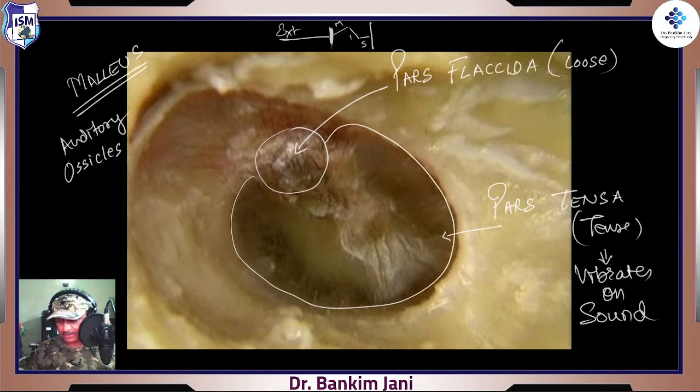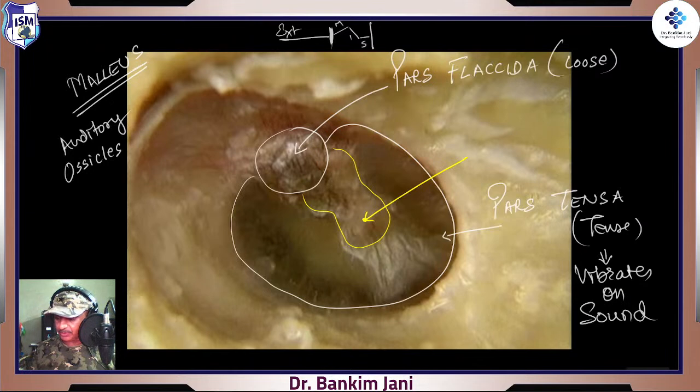But because this is transparent, that's why we see something whitish over here, like this. So it is this portion where the malleus is attached. In the malleus, the structure is like, there is a long process and that handle sort of thing is attached. So actually it is called the handle of malleus.